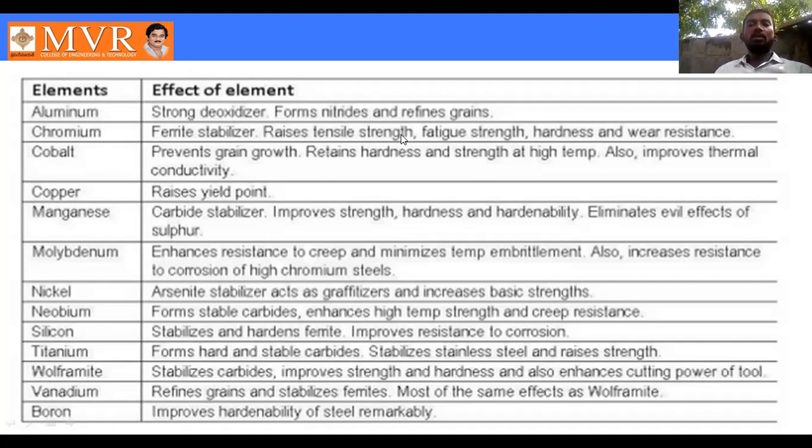So see on the alloy steels: ferrite stabilizer, rises tensile strength, effective strength, hardness, and wear resistance.